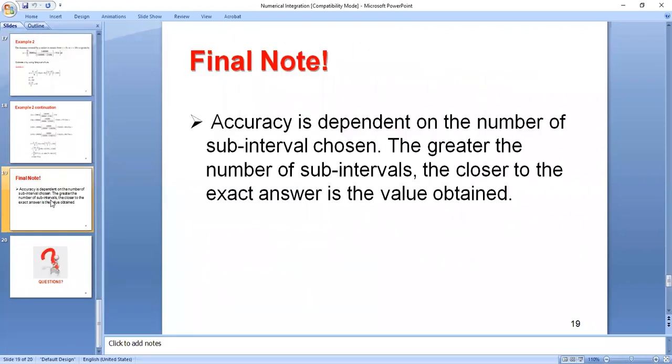On a final note, using trapezoidal rule and Simpson's rule in approximating the value of the area under a curve will have a certain degree of error. And the accuracy is dependent on the number of sub-intervals chosen, or the number of divisions. The greater the number of sub-intervals, the closer to the exact answer is the value obtained. So the more you make n bigger, the more accurate is your approximation.